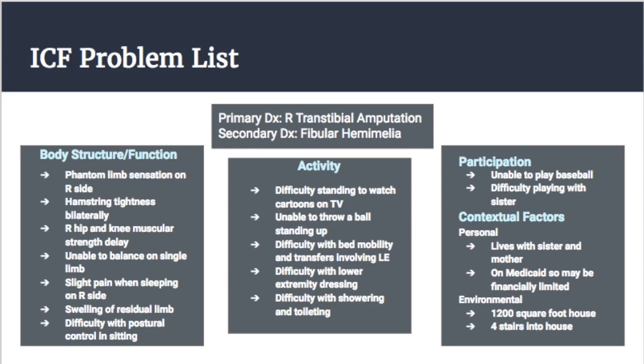Some participation restrictions he has is he's unable to play baseball with his friends, and he has difficulty playing with his sister. He does live with his sister and his mother, and he's on Medicaid, so there may be some type of financial limitations there. His house is a 1,200 square foot house with 4 stairs into the house, so it's important that we address stair ambulation for him while we are working on that.